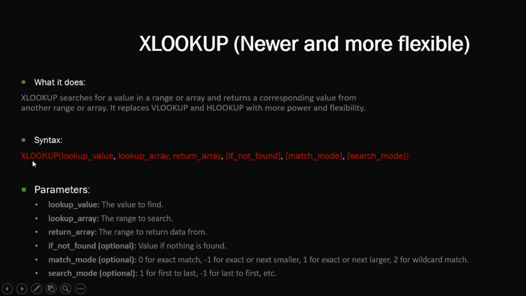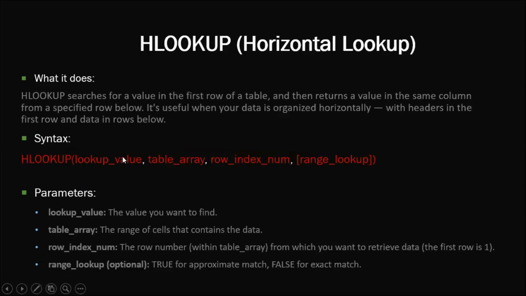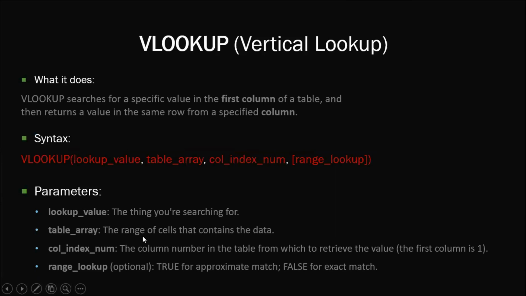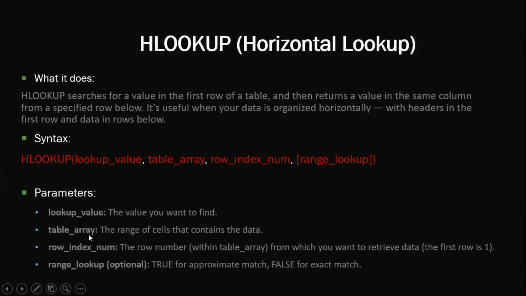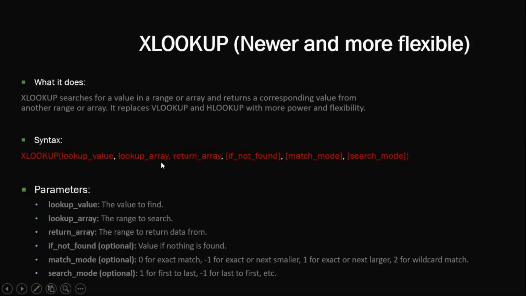We have XLOOKUP. You need the lookup value, which is the value you want to find. You need to know your lookup array, which is the range to search the information from. Take note, for VLOOKUP it is the table array, but for XLOOKUP it is called the lookup array. There's a difference. The other one refers to a table, the entire table, but this one is looking at the lookup array only and not the entire table.